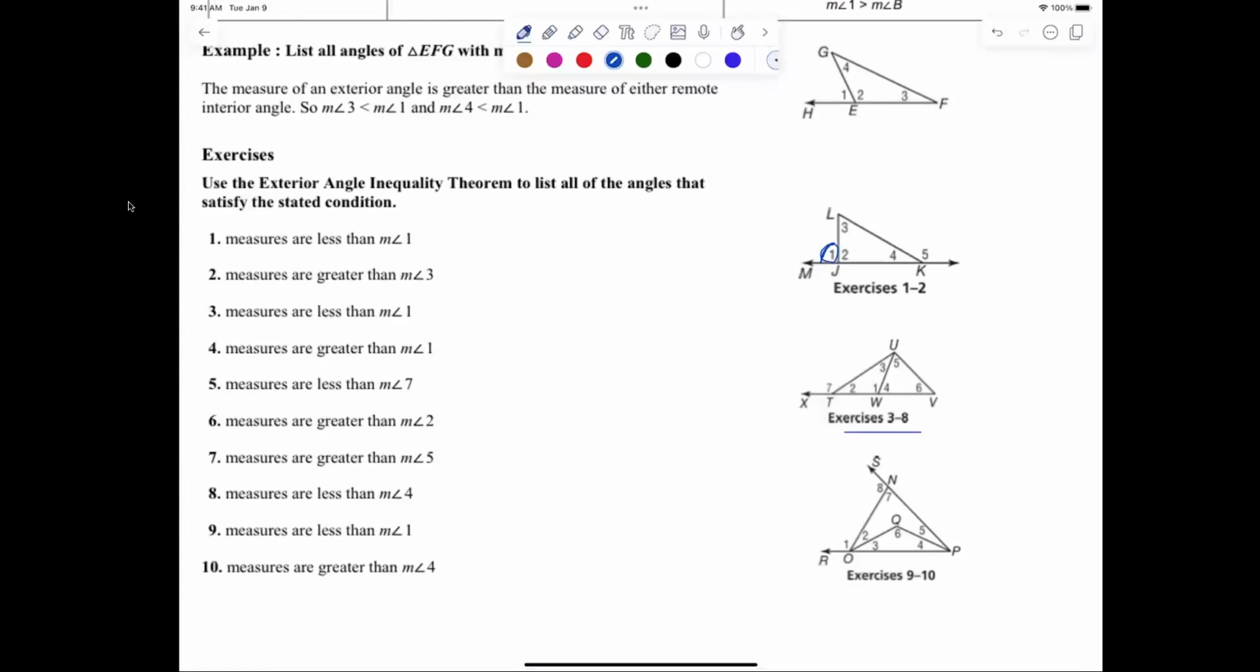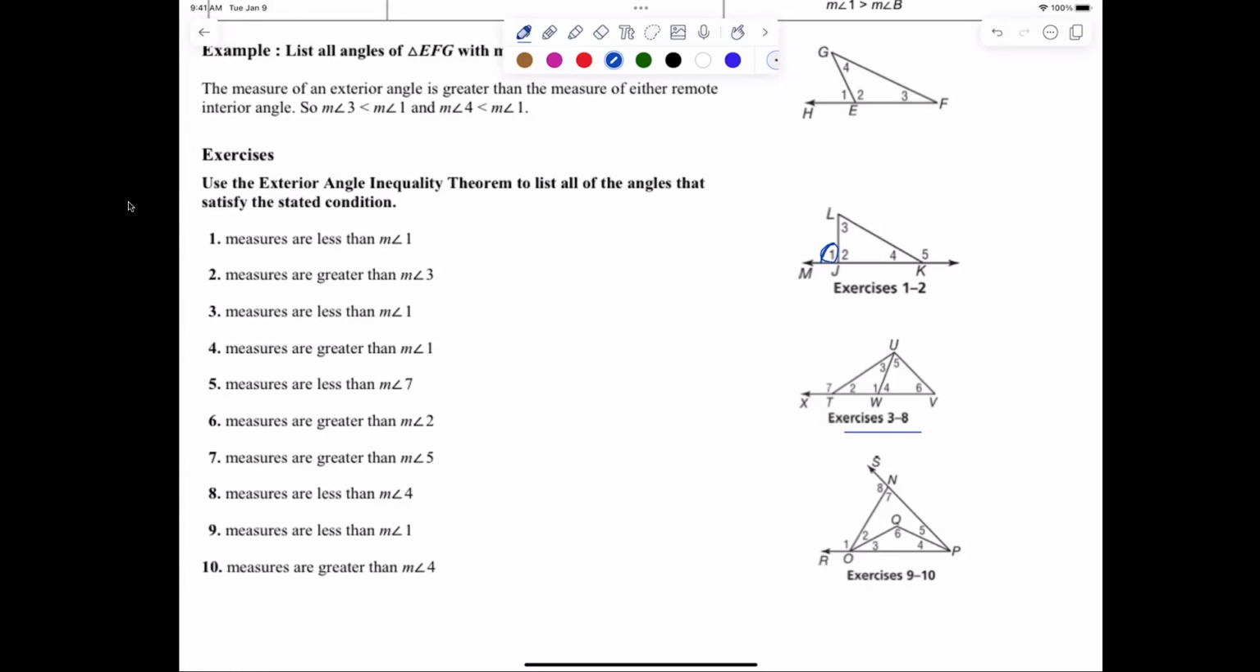Number 2. Measure greater than angle 3: angle 1 and angle 5. I'm telling you, it's really that easy. Do I know the relationship between angle 2 and angle 3?